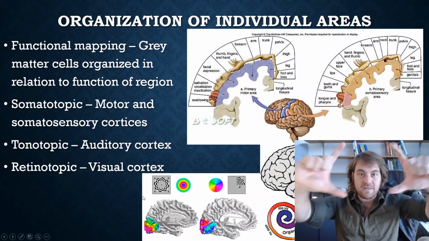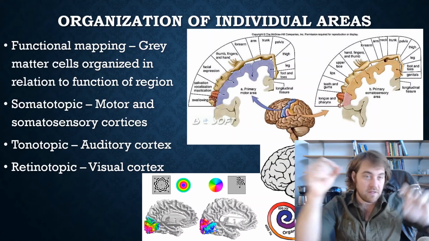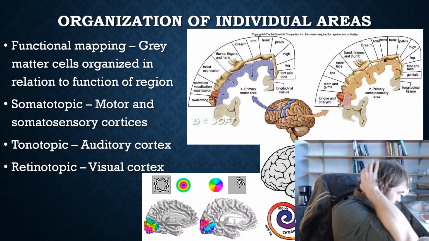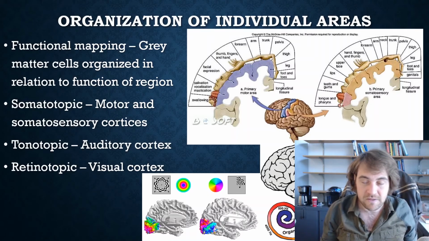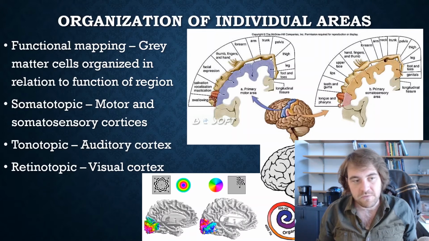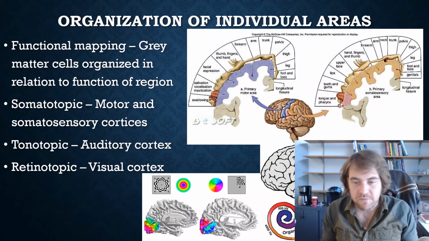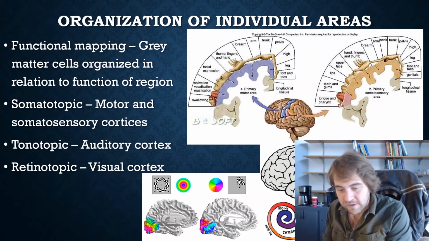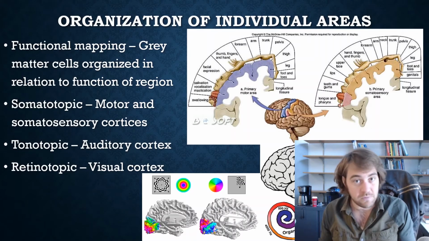So we see it in the world like this, and then in the brain, it's a perfect representation of that thing that we're looking at. So these are 3 different types of mapping. The idea here is that whatever the function is of that area, your brain is going to be laid out in accordance with that function, right?